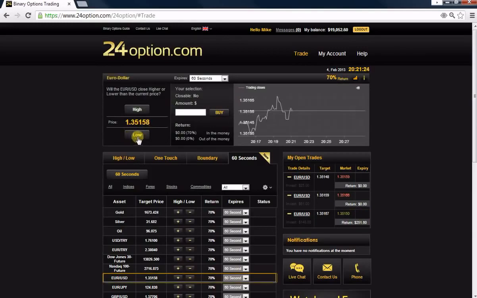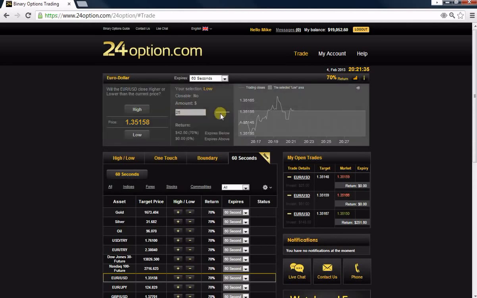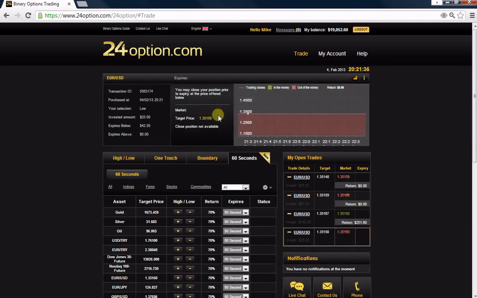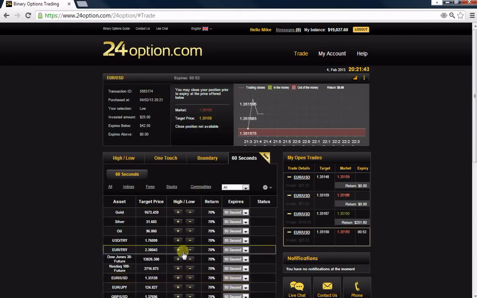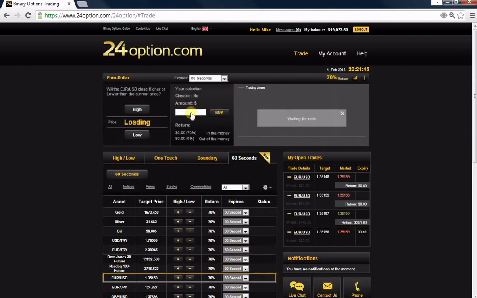We're going to go with a put, pardon me, and we're going to again start at $25. And we're going to purchase this. And again, we're going to get the next trade ready. Don't forget that you actually have to click this in order to prepare the next trade.